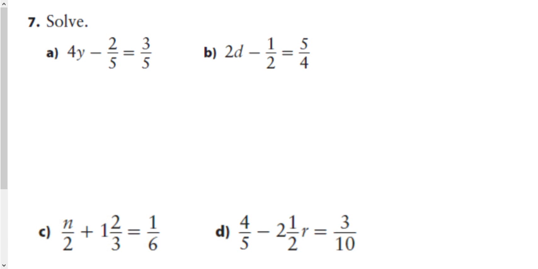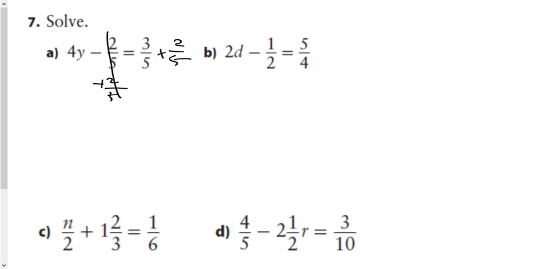Question 7 says solve each of these questions. So we're going to solve the first one. Now, there are 2 different ways to solve this. I'm going to solve A one way. I'm going to solve B another way. So the first one, I'm going to solve it by adding 2/5 to both sides.